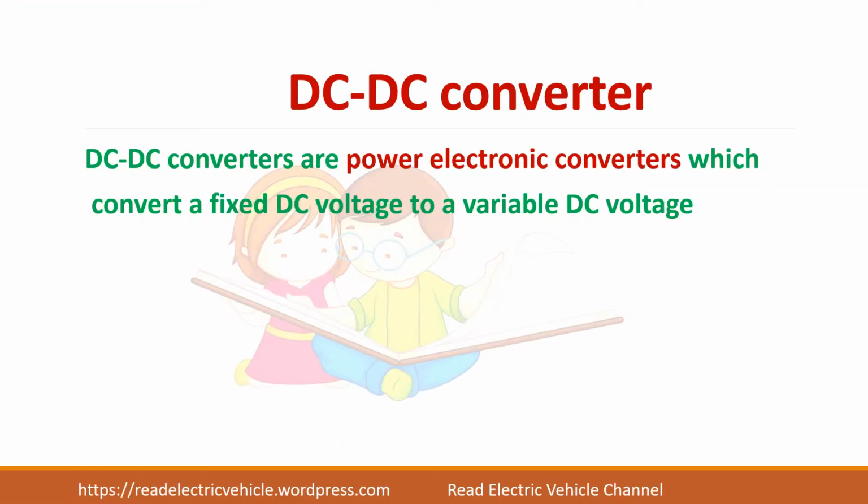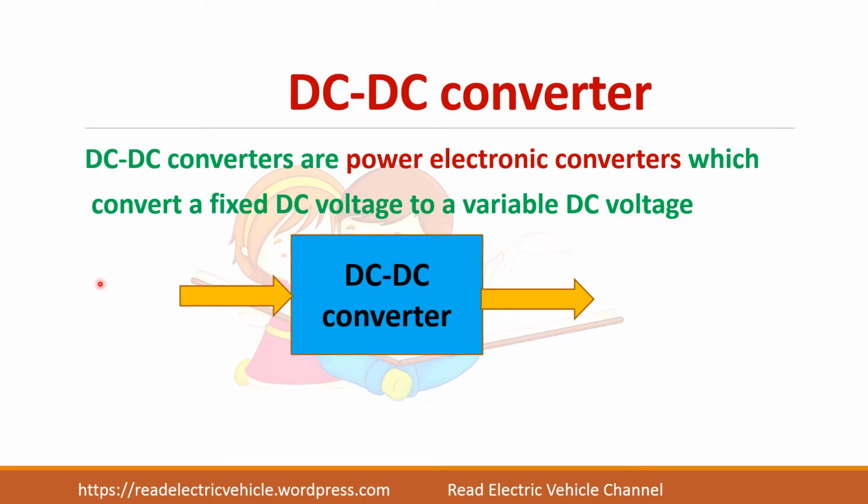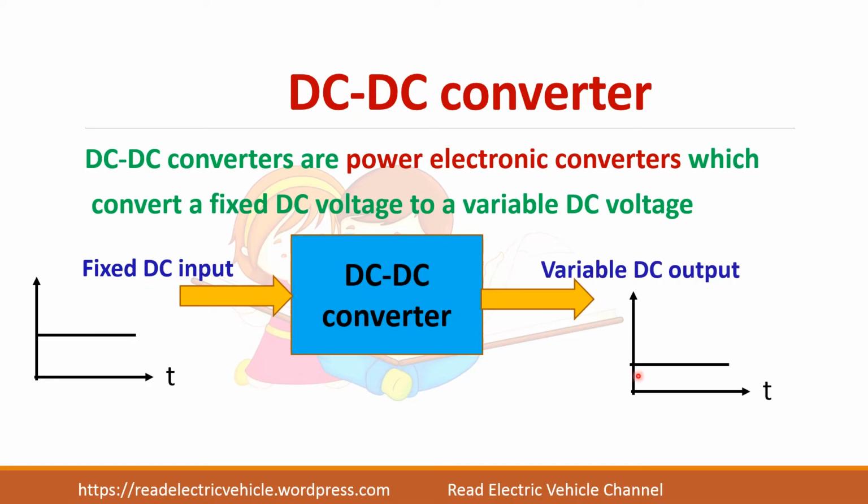What is a DC-DC converter? Basically, they are power electronic converters which will convert fixed DC voltage to a variable DC voltage. So if I give a fixed DC input like this, I may get a variable output. That is, the magnitude of this has been changed. That is, if I give 100 volt, I can get 50 volt or I can get 200 volts also. So it can either step up or step down the voltage.